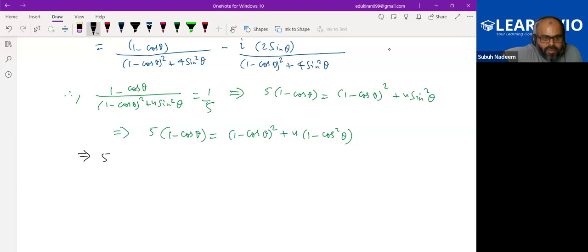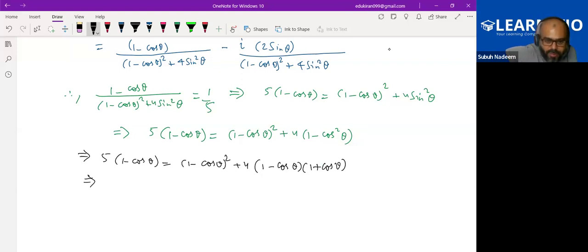So this is 5 into (1 − cos θ) is equal to (1 − cos θ)² plus 4 (1 − cos² θ). 1 − cos² θ can be written as (1 − cos θ) into (1 + cos θ). This is how we can write it. We are simplifying the trigonometric equation and finding the solution of this trigonometric equation. So this will become 5 into (1 − cos θ) is equal to, and (1 − cos θ) we can take common.